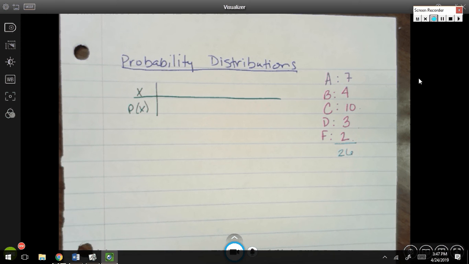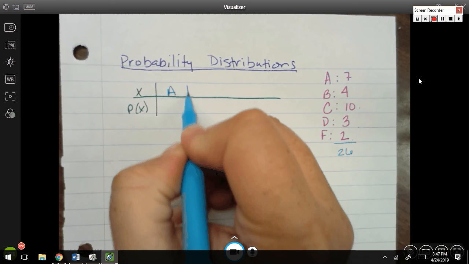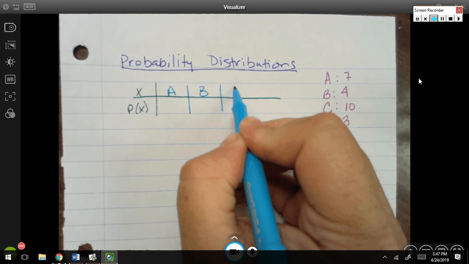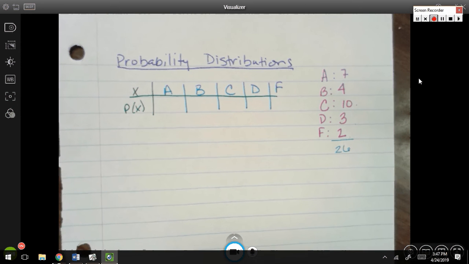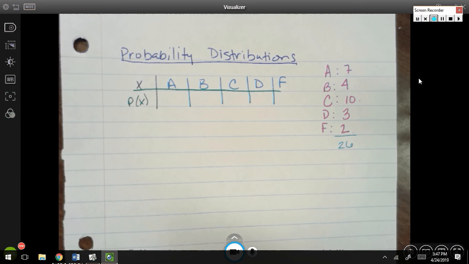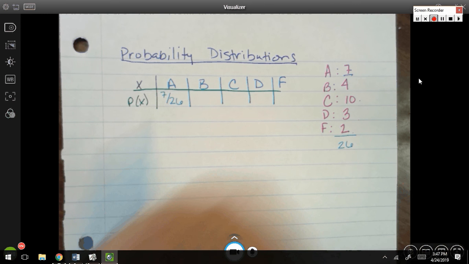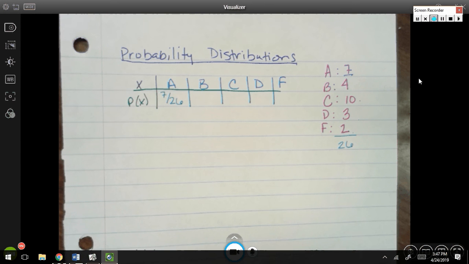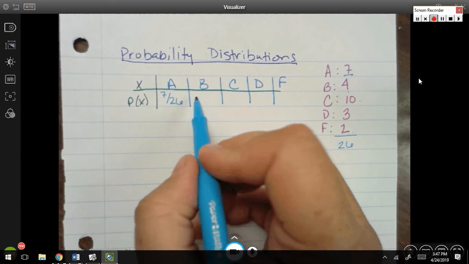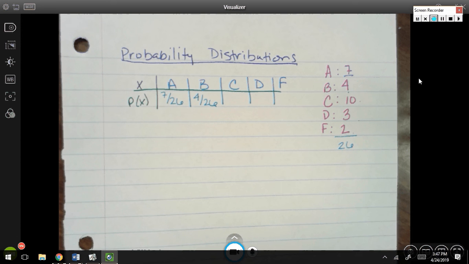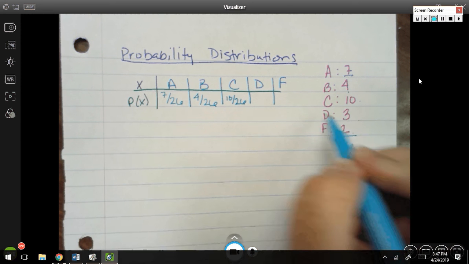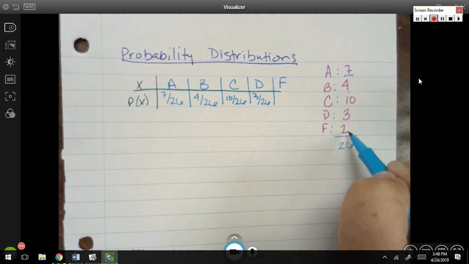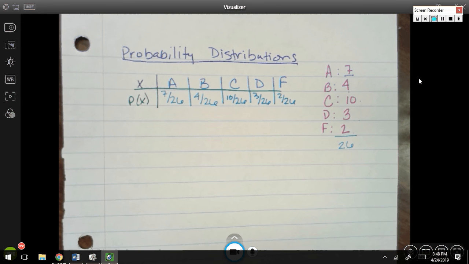Okay, so my random variable is going to be the grade itself. So you could make an A, a B, a C, a D, or an F. Okay, so what is the probability that you make an A? Well, if I come over here, 7 students made an A out of 26, right? How about a B? That would be 4 out of 26. Moving on to C, D, and of course F.